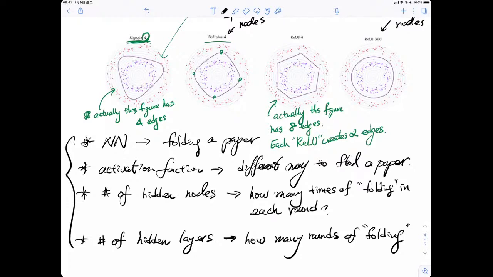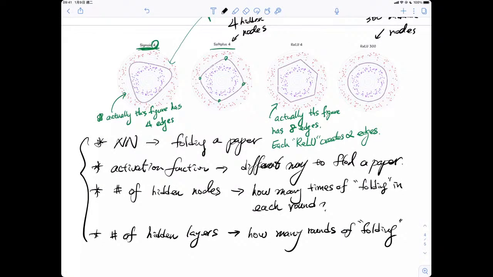And when you fold the paper, you simply want to differentiate, for example, the red data point and the purple data point. If you have more layers, your boundary will be smoother because you fold many times, right? If you have more neurons, that means for each round you can fold more times. Okay, think about it. Try to think about it.